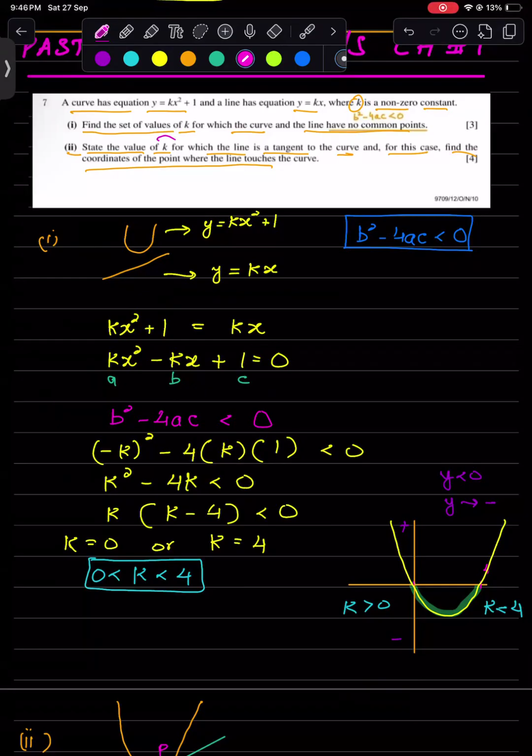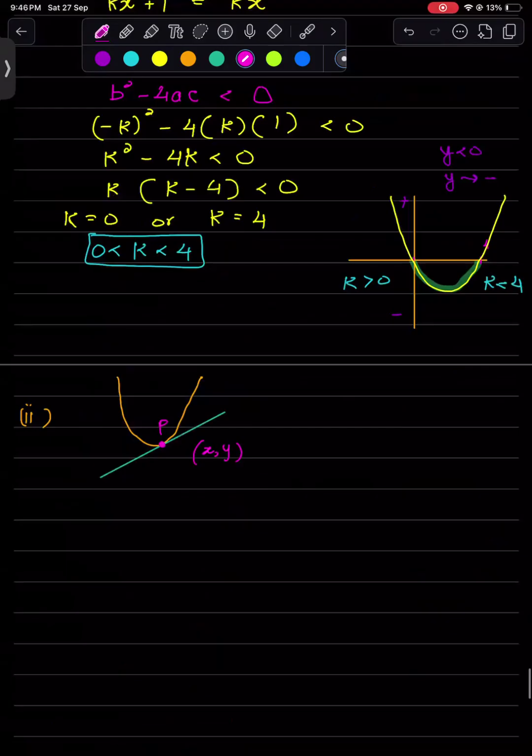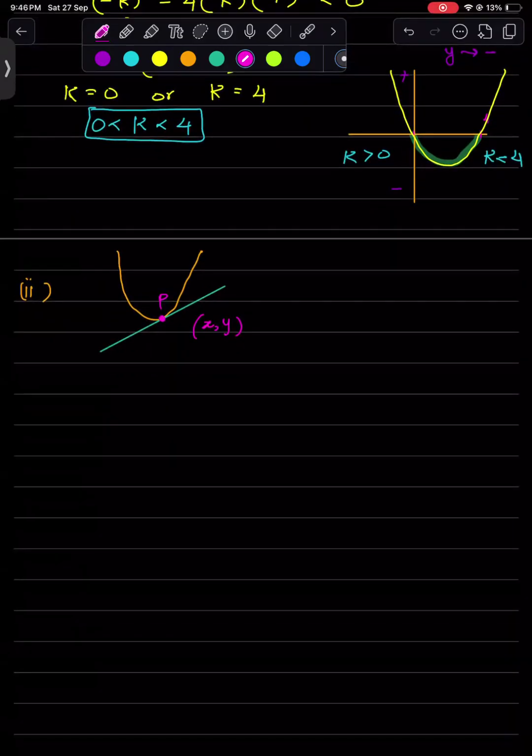State the value of k for which the line is tangent to the curve. Now the scenario is different in a sense. The discriminant would be what? Equal to 0. Yes, b squared minus 4ac is equal to 0. So first we have to find the values of k, and by using those values of k, we have to find the coordinates of the point of intersection.